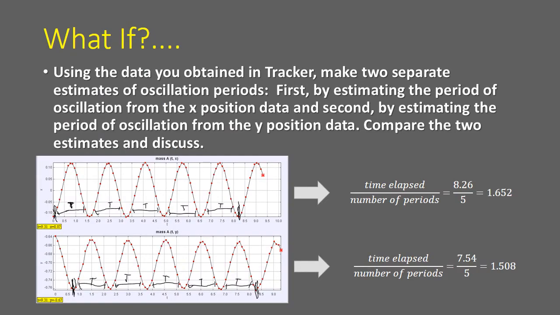For the what if question, we were supposed to compare the period of oscillation for the x position data in seconds and the y position data in seconds. For the x, I got 1.652 seconds, and for the y, I got 1.508 seconds. I believe the reason the y is smaller is because the y has more components of the force acting on it through the spring force and the gravitational force, and therefore the time it takes for it to oscillate is smaller.